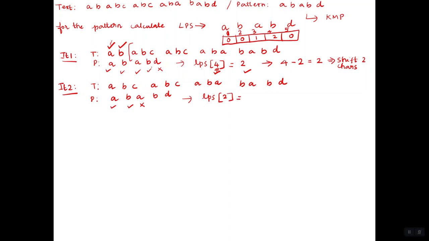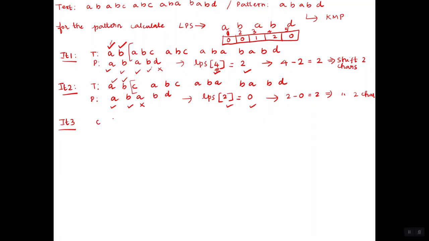What is LPS of 2? LPS of 2 from this array is equal to 0. So take these two numbers and subtract. 2 minus 0 is equal to 2. Again shift 2 characters. Shifting 2 characters means I have to skip these two values. I have to start writing from CAB. So that is iteration 3. Continue this until you reach the end of the string where no more comparison is possible.